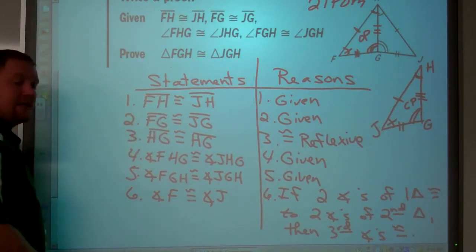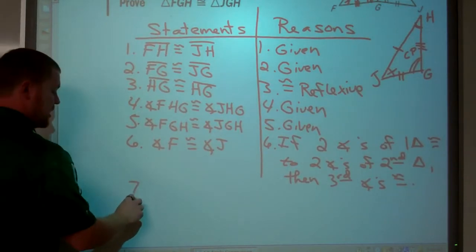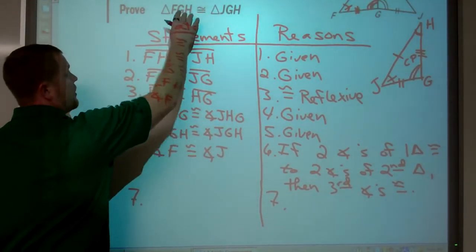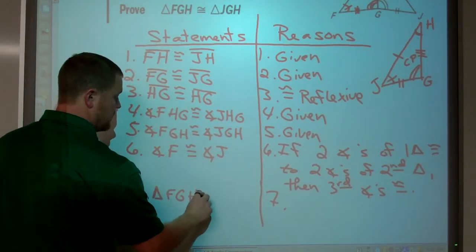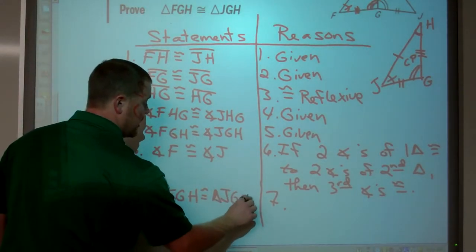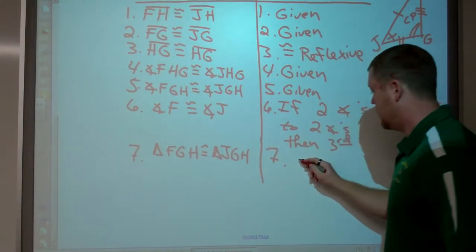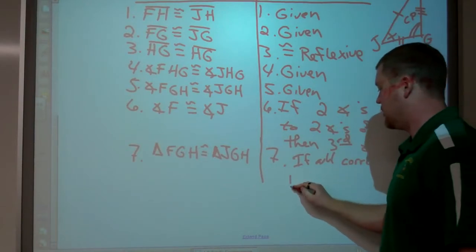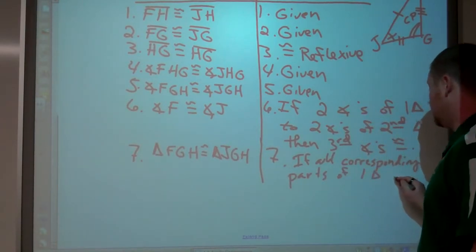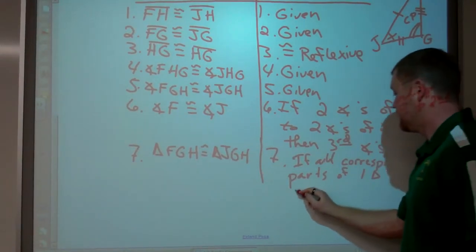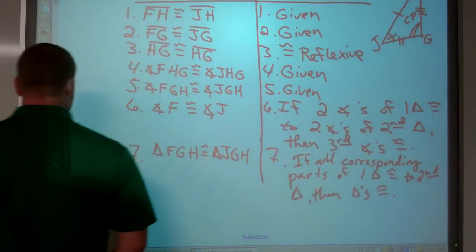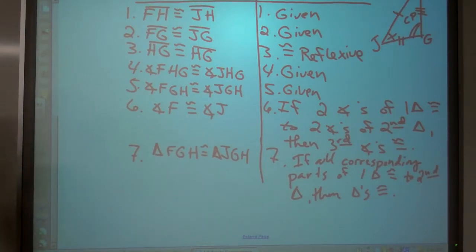So now we have three pairs of sides, three pairs of angles. What can we say about our triangles? All the parts are congruent, right? Three pairs of sides, three pairs of angles, so therefore then the triangles are congruent. Triangle FGH is congruent to triangle JGH. If all corresponding parts of one triangle are congruent to a second triangle, then the triangles are congruent. Okay? If you can show that all the corresponding parts of both triangles are congruent, then the triangles have to be congruent, because all the pieces are congruent.